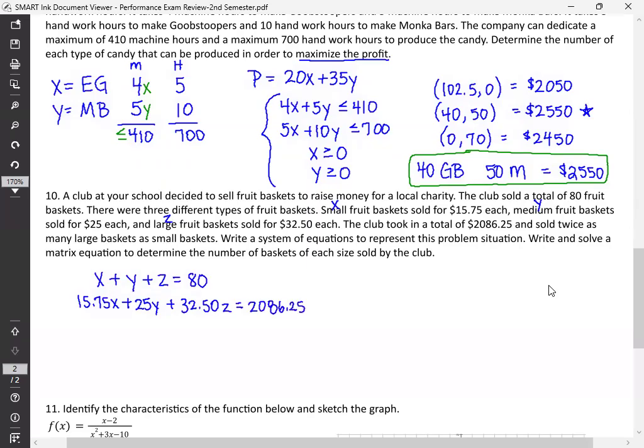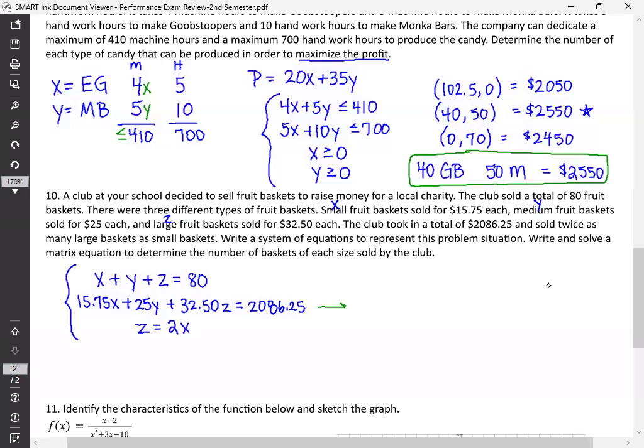And then my third equation is going to be the twice as many large baskets as small baskets were sold. So twice as many large baskets as small. That means the number of large baskets that were sold was twice as many as the small. So here's my system. And then now I'm going to take that and make it into a matrix equation.